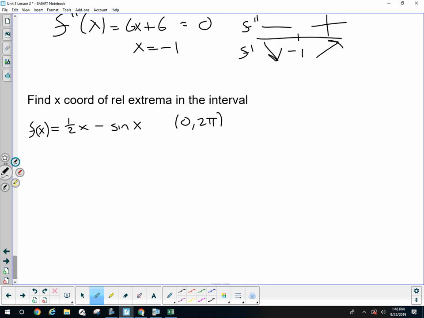Right. Trig functions. We'll have to deal with these as well. Go ahead. Now notice, I'm back to relative extrema, increasing or decreasing for f. Take the derivative, set it equal to 0.